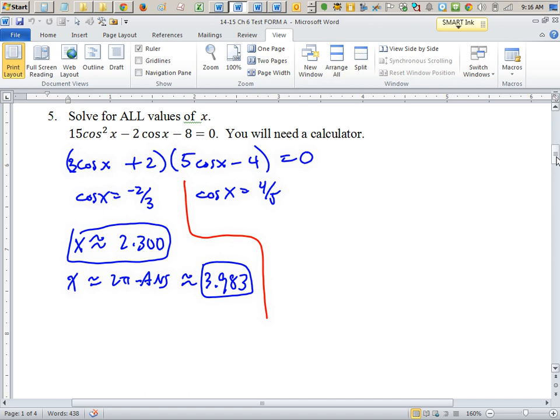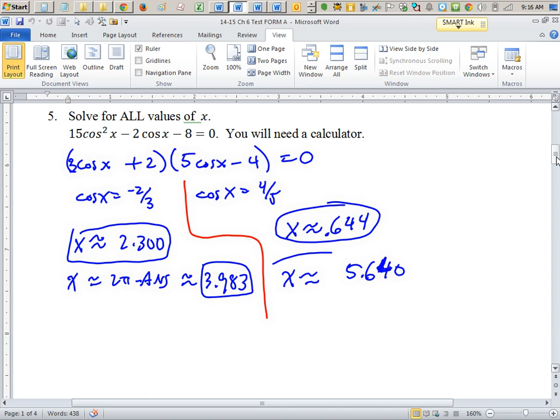So you get another pair of x's. x is 0.644, rounded to the nearest thousandth, and x is 5.6396. So we're just going to go 640. This again is 2 pi minus the previous answer.